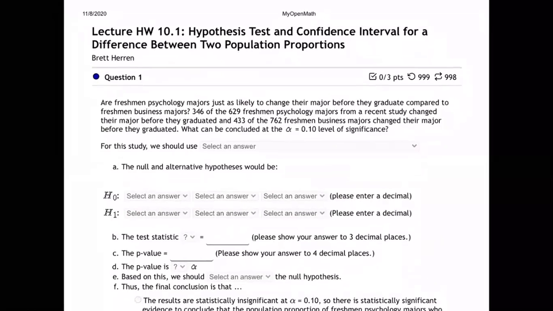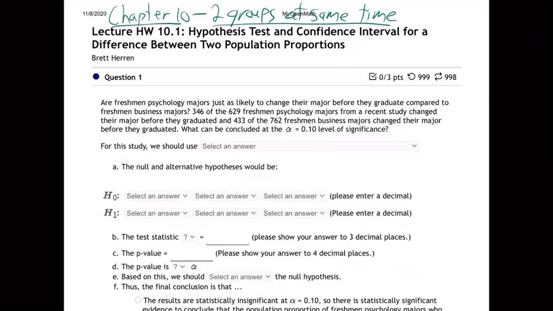Well, what we want to do now is talk about 2 populations, not just 1. We want to say, how do you compare 2 at the same time? That's what this is all about. That's what's new. That's what chapter 10 is all about. In fact, let me write that up here. Chapter 10 is all about 2 groups at the same time. Instead of just having 1 group, we have 2.